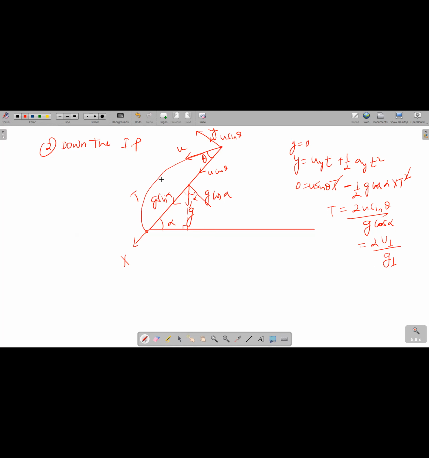Now I'll find again h max. So we'll have the same thing, h max. This is your h from the inclined plane. Again, this is the top point. So here it will have velocity only along the x-axis. There is no velocity along the y-axis.